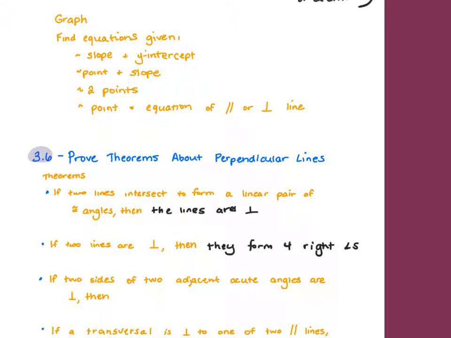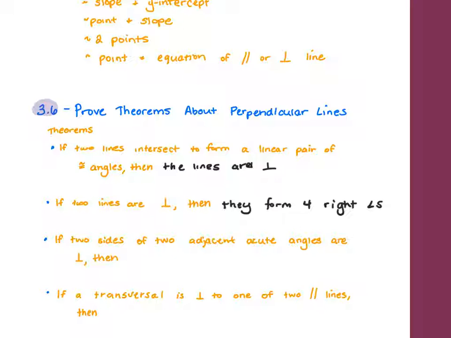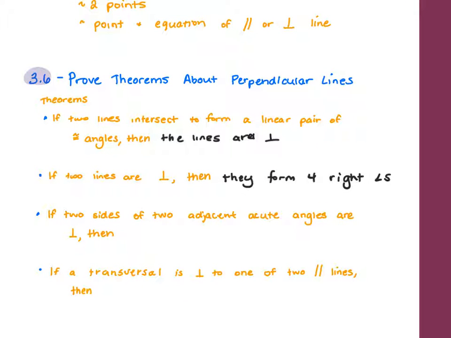The next one says if two sides of two adjacent acute angles are perpendicular, then the angles are complementary. So this means if I have two angles, like angle 1 and angle 2, and these exterior sides are perpendicular, that would add up to 90 degrees, which means 1 plus 2 would add up to 90 degrees, which would make them complementary.